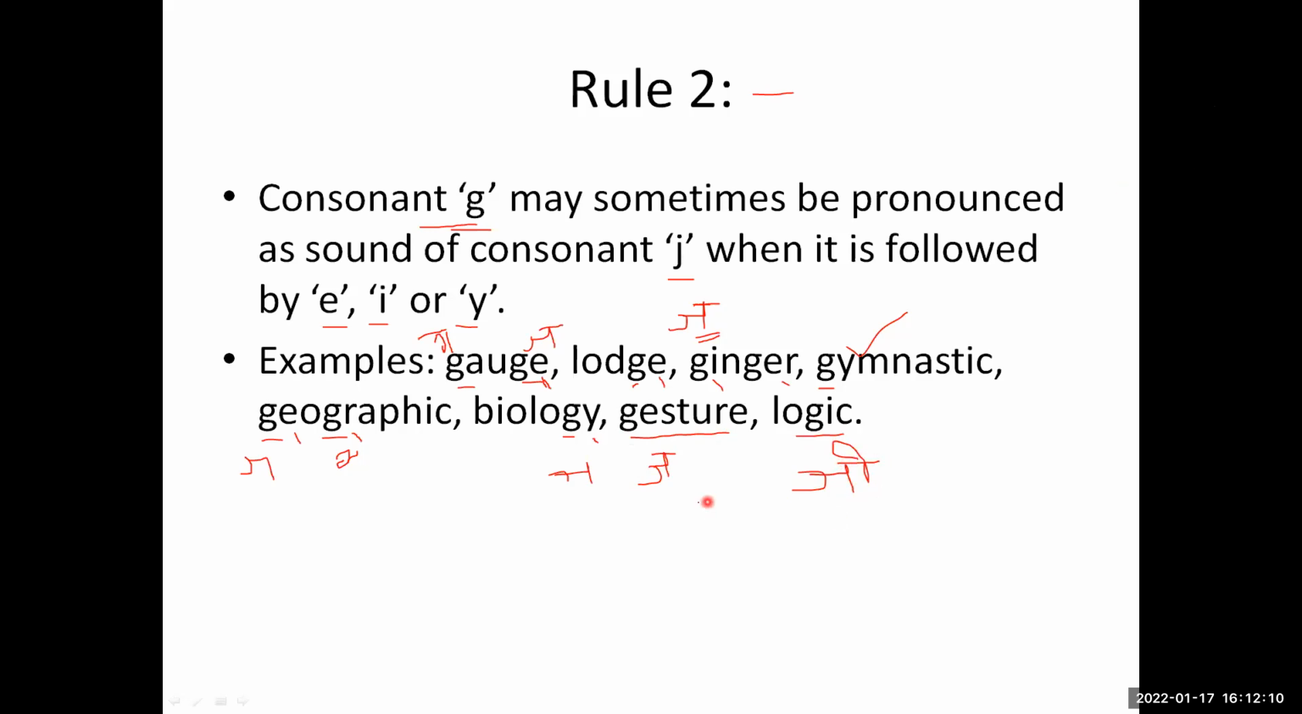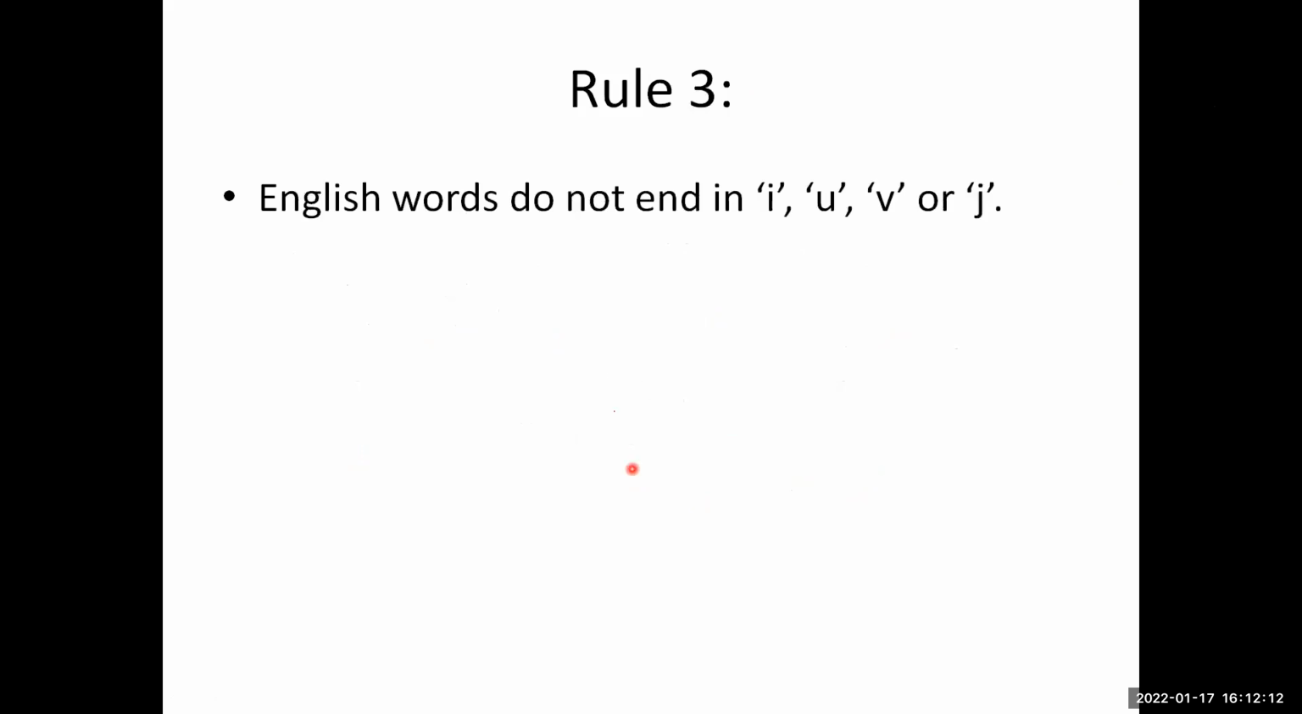Fine, thank you. So let's go to the next rule. Now, rule number 3 says English words do not end in the letter I, U, V, or J. You can try it, search. I will give you people 1 minute and try to tell me if you find any word which is ending in I, U, V, or J. You can take help of Google.